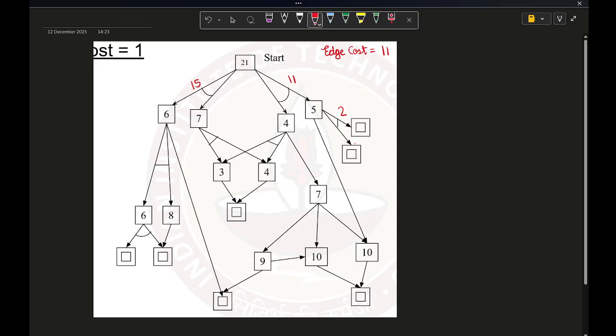No, no, no, no. One minute. They are already leaf nodes. You are already at a leaf node. So the cost of that particular edge you are saying is only one, not two. Okay. Together that AND thing is two.